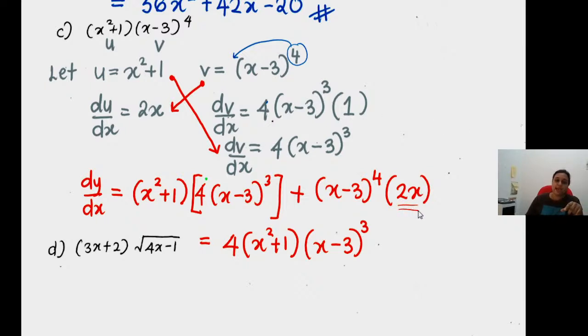Here got 2x. This 2x, can I expand also? Cannot. Why cannot? Because here got power 4. Anything with power, do not expand in. You cannot expand. So what you do, this 2x, you just bring to the front. You position it at the front only. So (x minus 3) power 4 like that. So you just position. So this one you have to play with the position.